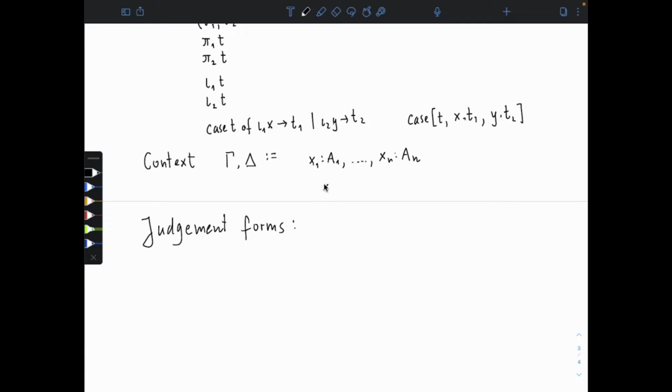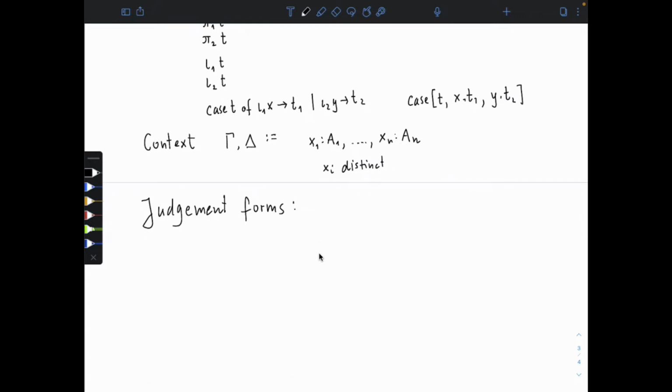And the x_i need to be distinct. You can't repeat them. So mathematically speaking, this is a map which takes variables to their types. But maybe we present them as lists like this.